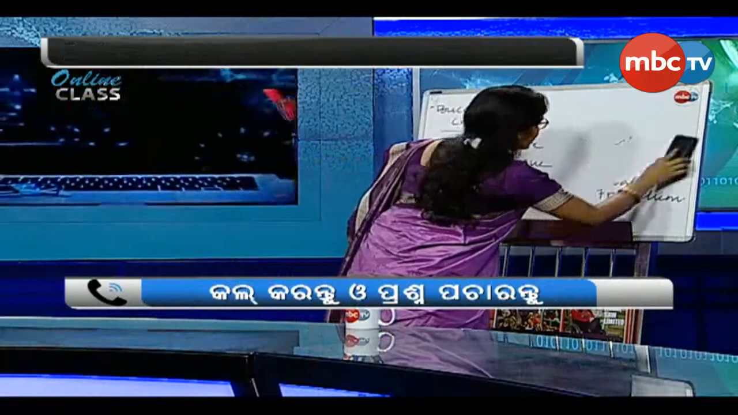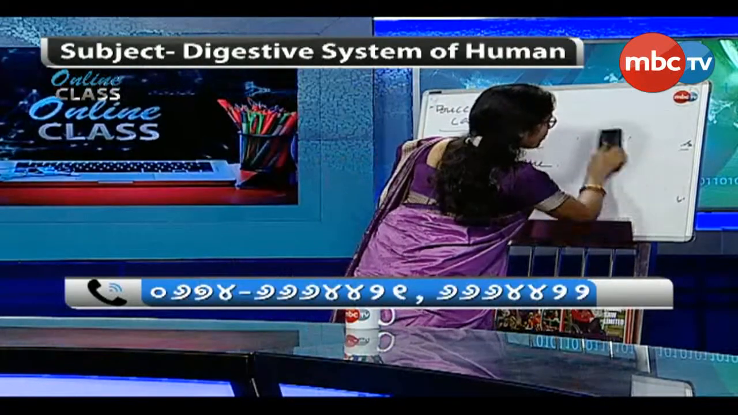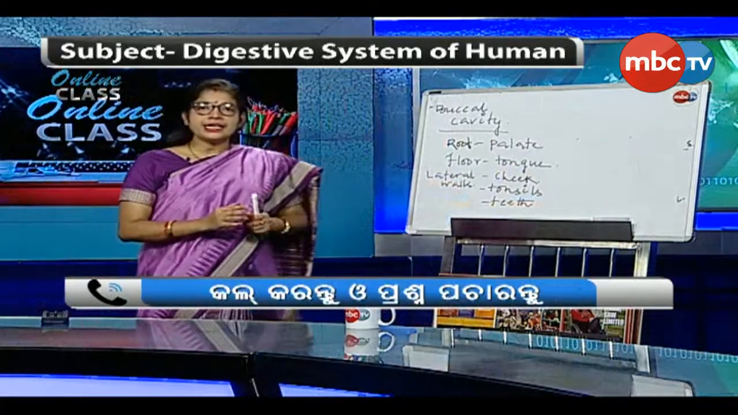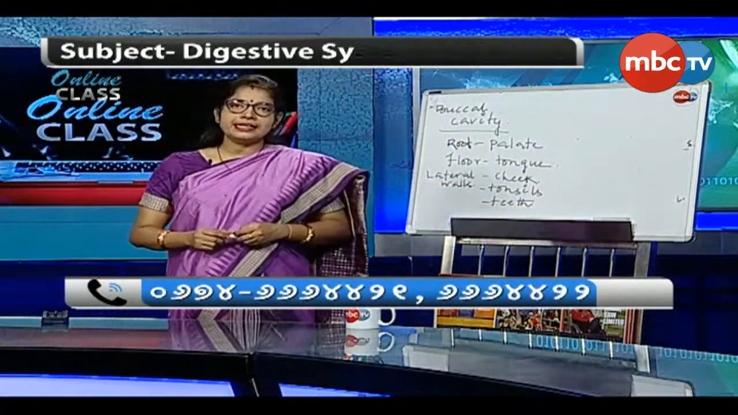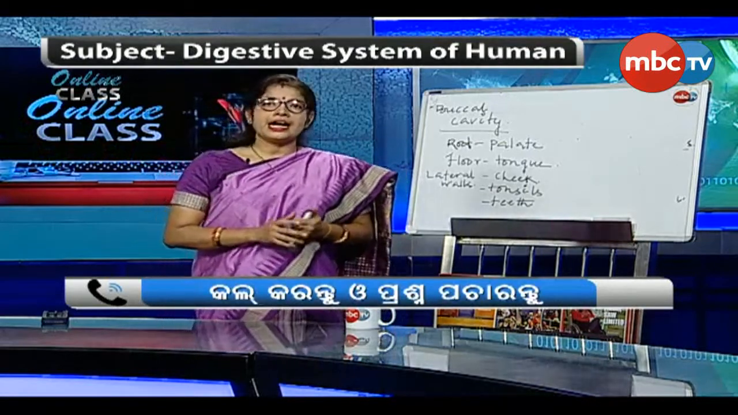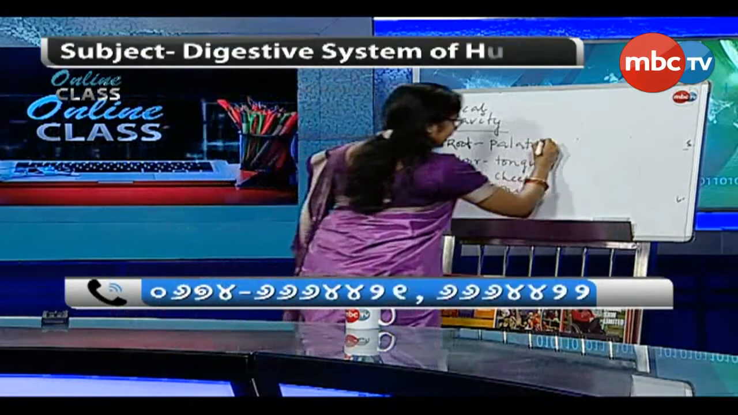So, first one is palate. The palate forms the roof of the buccal cavity. Again, the palate is divided. It is divided into the anterior hard palate and the posterior soft palate.